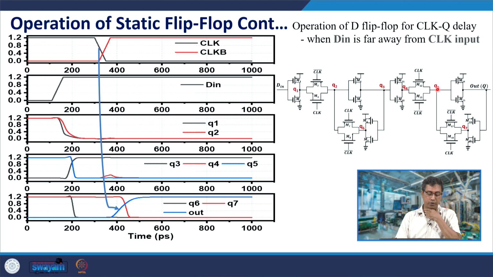Q5 would be an inverted version of Q4, and then after some delay, an inverted version, the output, would also be available. But this happens after the clock turns low, as we have discussed previously. So, this is the master slave flip flop operation, and this is the clock to Q delay. The Q has changed after a while passes from the switching of the clock.